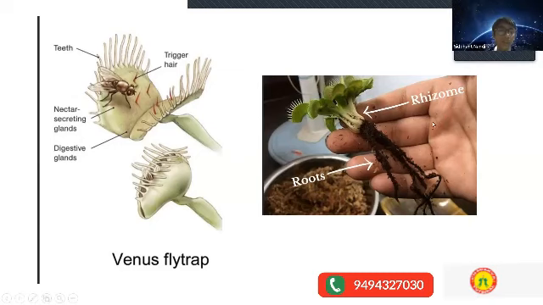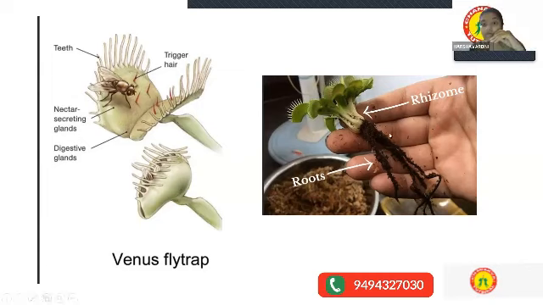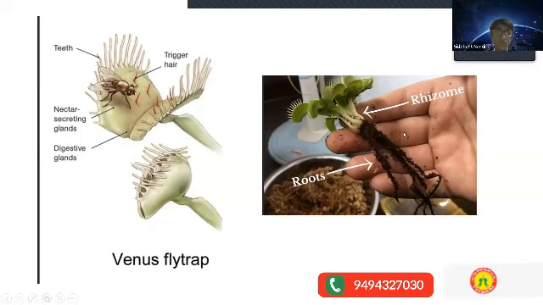Ma'am, rhizome means it's a bacteria? No, rhizome is not Rhizobium bacteria. Rhizome is a horizontal underground plant stem. It's a stem. I got confused between rhizobium and rhizome.